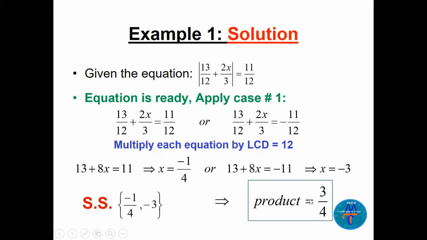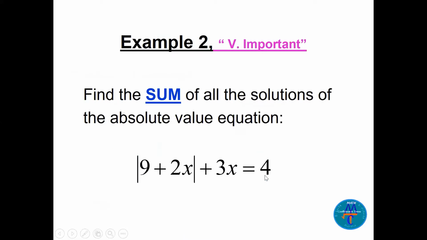Now somebody might say, do we need to check? Yes, we will see in the next example. Find the sum of all the solutions of the absolute value equation. Example 2: absolute value of 9 plus 2x is equal to 4 minus 3x.